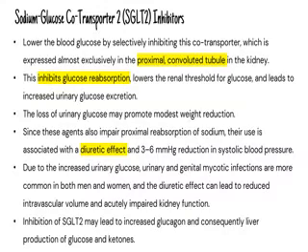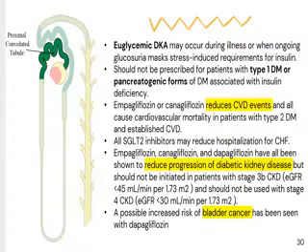Due to the increased urinary glucose, genitourinary mycotic infections are more common, in both men and women, and the diuretic effect can lead to reduced intravascular volume and acutely impaired kidney function. Inhibition of SGLT2 may lead to increased glucagon and consequently liver production of glucose and ketones. Euglycemic DKA may occur during illness or when ongoing glucosuria masks the stress-induced requirements for insulin. They should not be prescribed for patients with type 1 or pancreatogenic forms of diabetes associated with insulin deficiency.